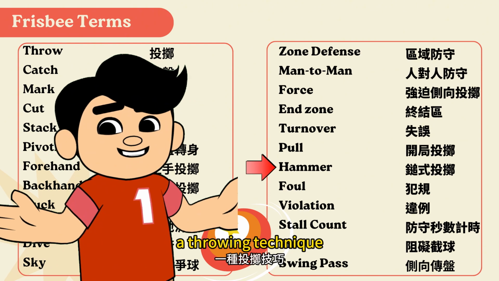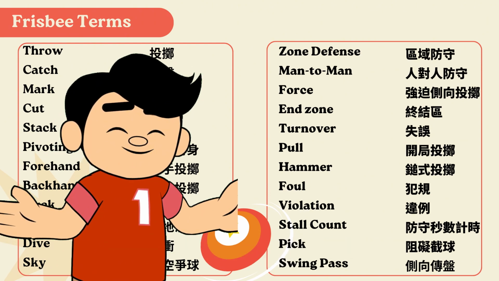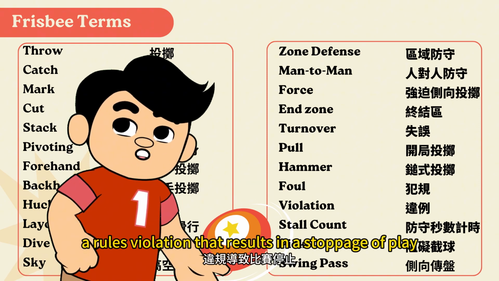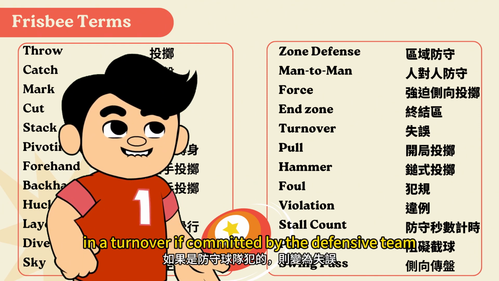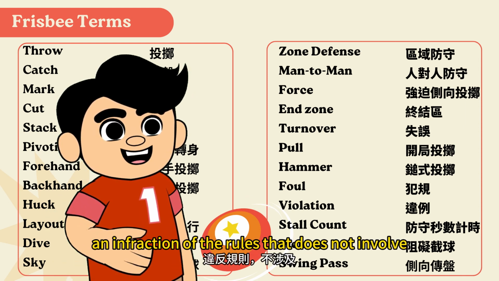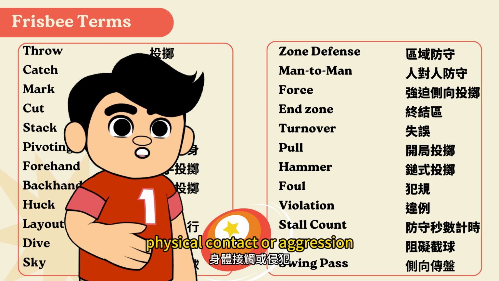Hammer: a throwing technique where the Frisbee is released upside down, often used for long-distance throws. Foul: a rules violation that results in a stoppage of play and a turnover if committed by the defensive team. Violation: an infraction of the rules that does not involve physical contact or aggression.